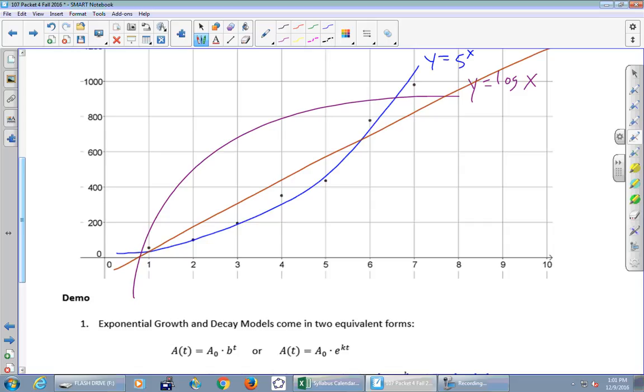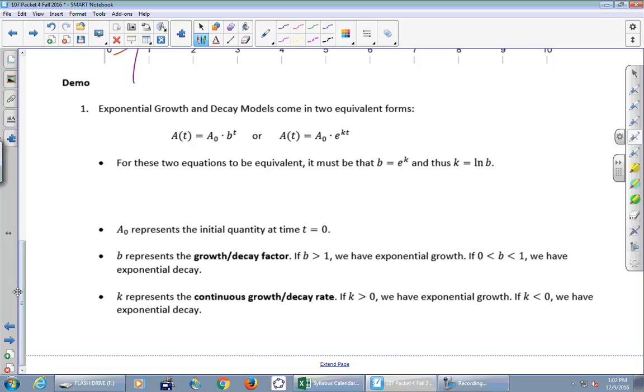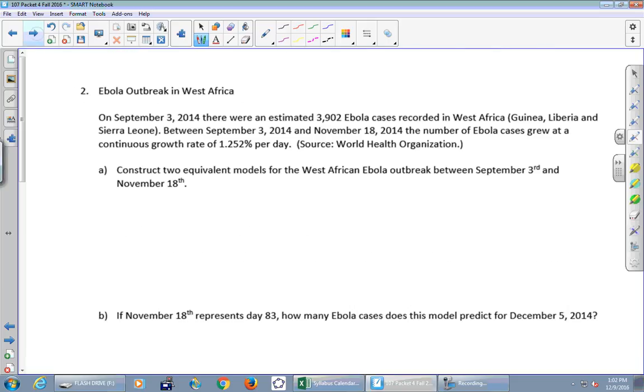Let's take a look at the demo. Here at the bottom of the page, there's just a lot of factual information. We're not going to read through it right now, but you might reference it while you're doing the activity. There's lots of stuff with formulas and definitions right here. We're just going to jump in and start doing some problems. So let's try number 2 on this next page.